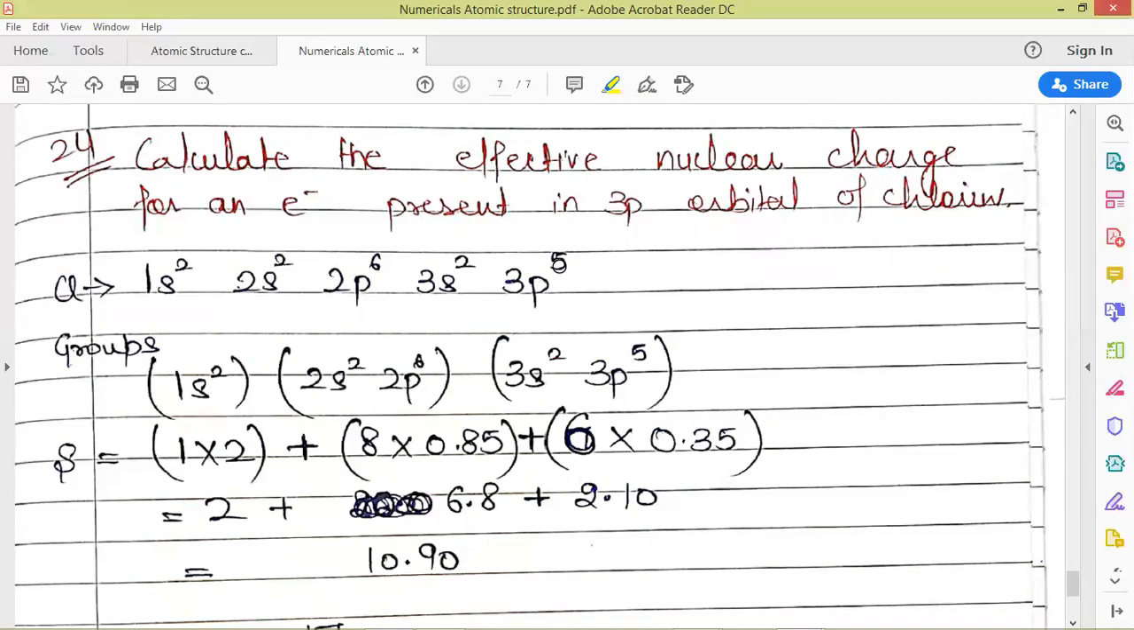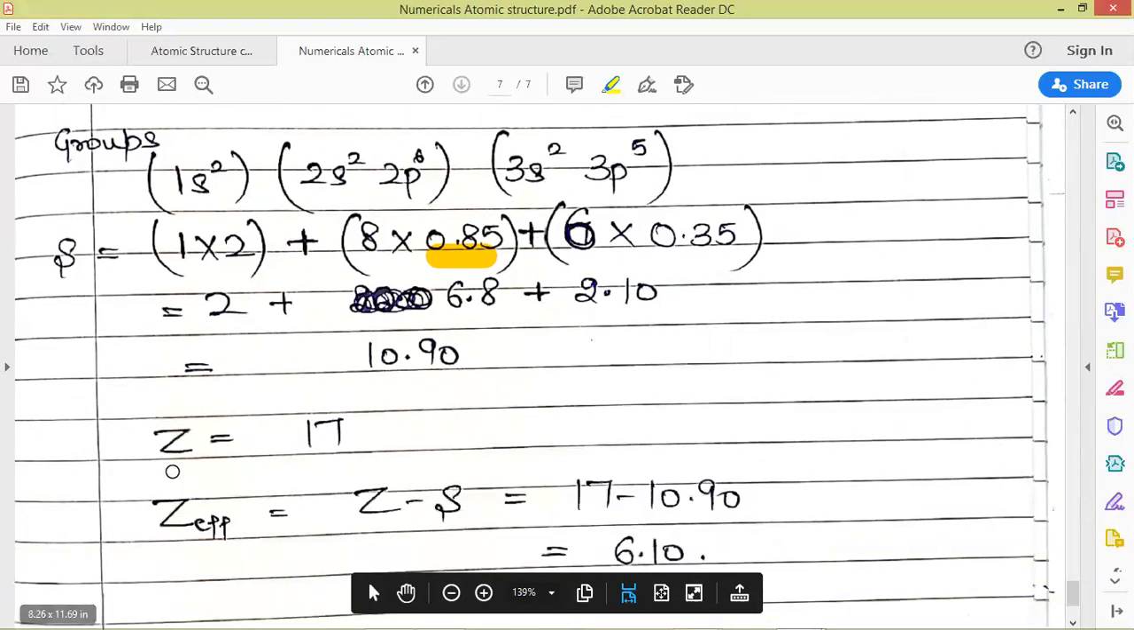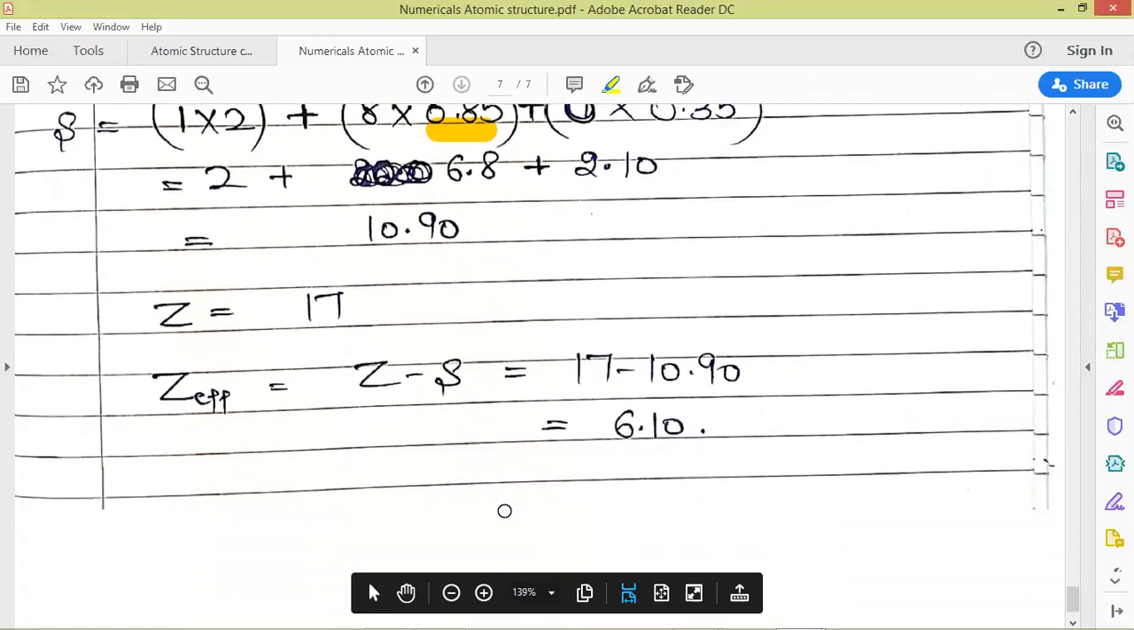Next we have to calculate for the 3p electron. Let us see. So there are 7 electrons. For 1 we are calculating, that means the 6 remaining electrons will contribute 0.35 each. These 8 electrons are going to contribute 0.85 each, as they are present in the n-1 subshell. And these 2 electrons, as they are present in n-2 or lower, are going to contribute 1 each. So 2.1, 6.8 and 2. Total is 10.90. As Z is 17, Z effective comes out to be 6.10.